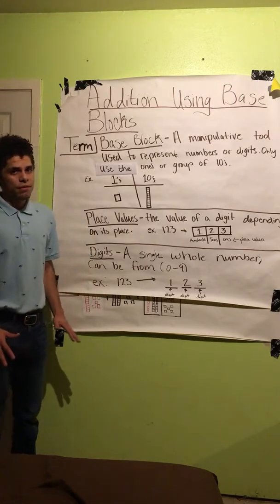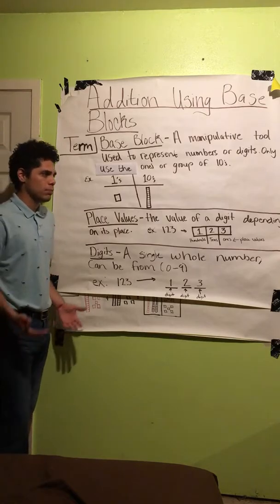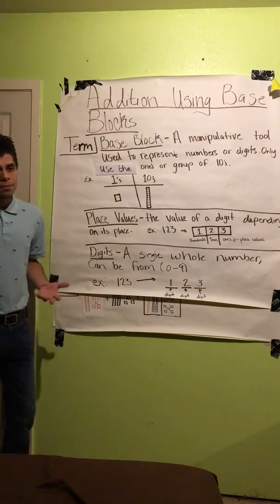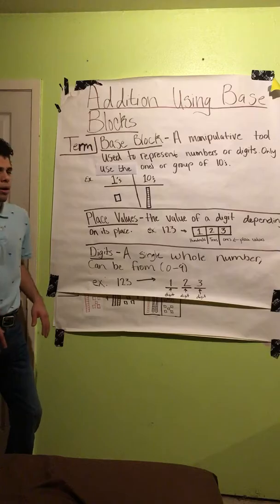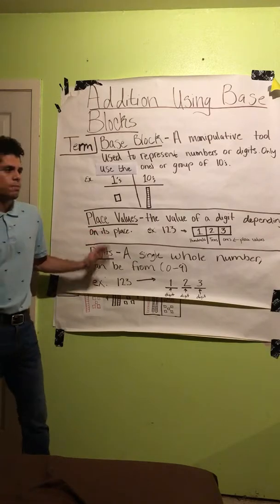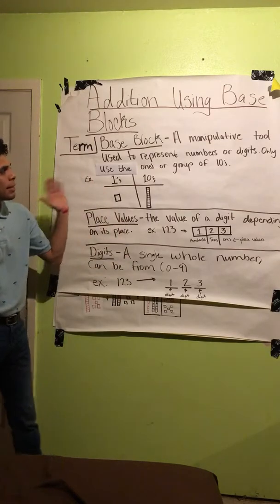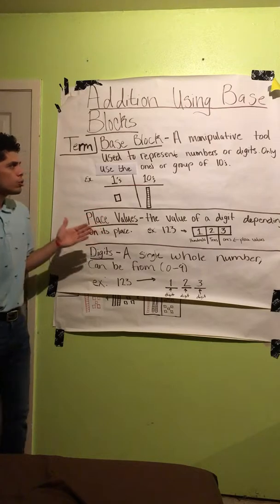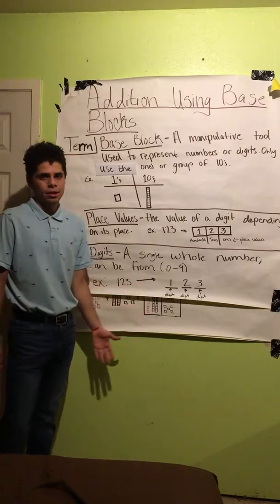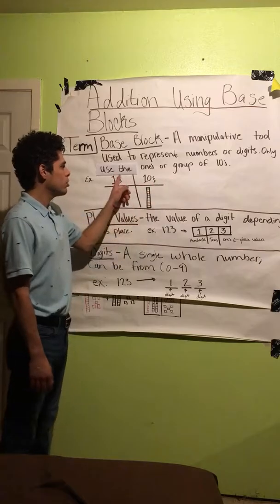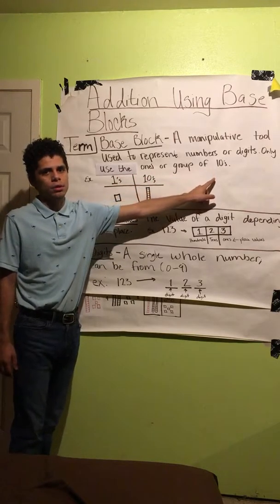The first definition we're going to go over is base blocks. What is a base block? Well, I'm going to give you an example and the definition. The definition is a manipulative tool used to represent numbers or digits. We are only going to use the ones in groups of tens today though.